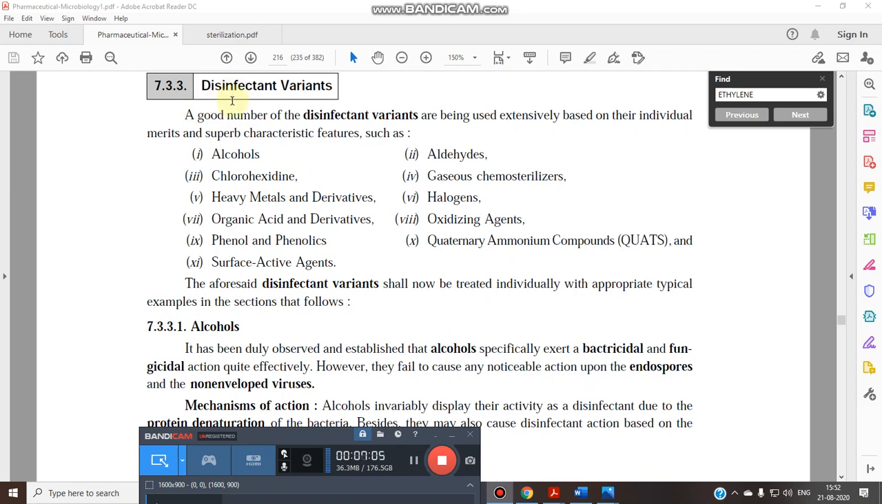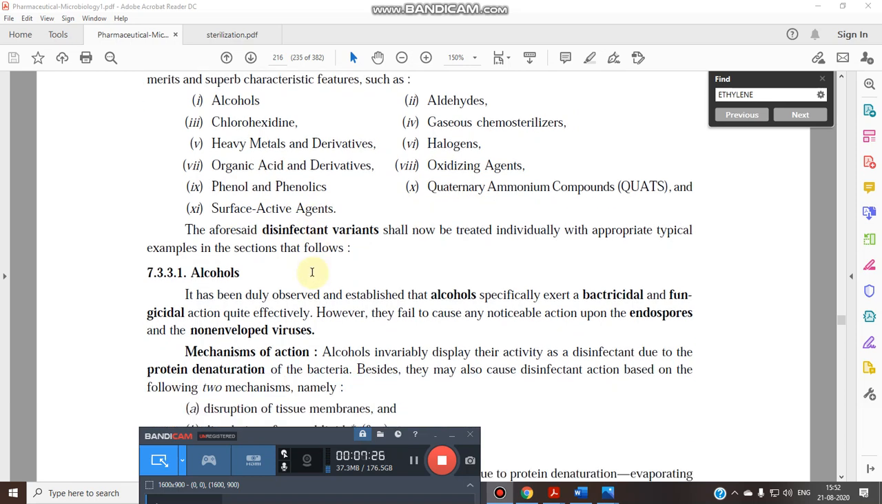Different types of disinfectants are used, like alcohols, aldehydes, chlorhexidine. Then the gaseous sterilants are there, in which ethylene oxide, formaldehyde, glutaraldehyde are included. Then heavy metals, halogens, oxidizing agents, phenol, phenolics, quaternary ammonium compounds, and surface active agents, that is the detergents. So let's see.